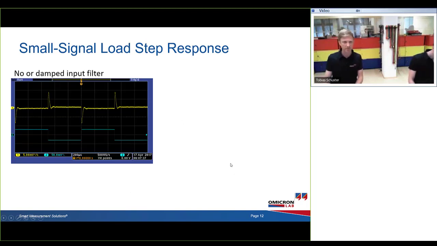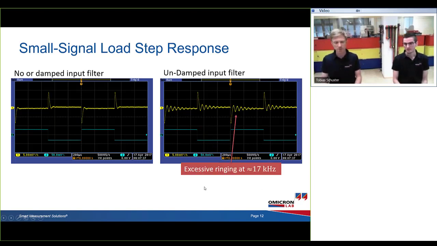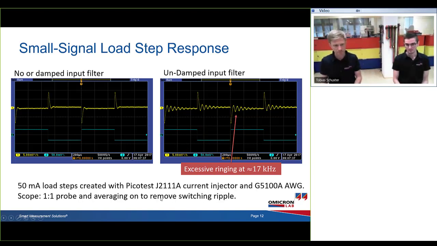The small signal step response without an input filter, or with a damped, well-designed input filter, looks like this. There is a recovery and a slight overshoot, nearly no ringing. But when we added the undamped input filter, suddenly there was a lot of ringing in the system, at 17 to 18 kilohertz. We can see that later on in the measurement as well. By the way, these were small signal repetitive load steps, roughly 40 to 50 milliamps, created with the J2111 current injector and an arbitrary function generator. Then we used averaging to get rid of the switching ripple, but we'll do that later in addition.